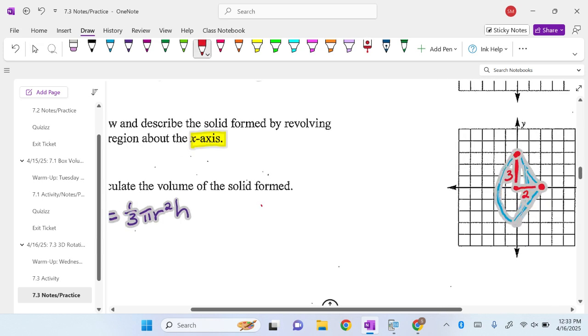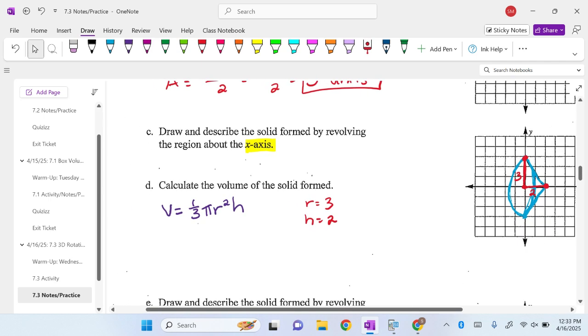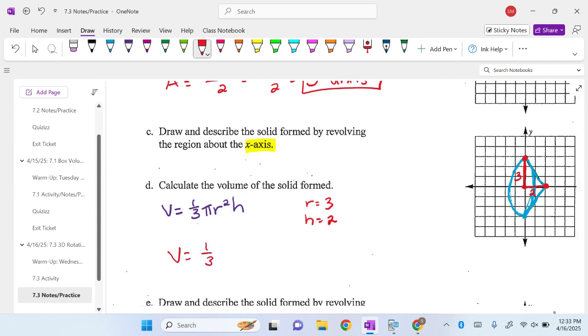All right, so I have a radius of 3, a height of 2. So if I put in my formula, I have volume is equal to 1/3 times 3 squared times 2 times pi. So let's break this down with what we know. What's 3 squared? 9. So this would be 1/3 times 9 times 2 times pi.